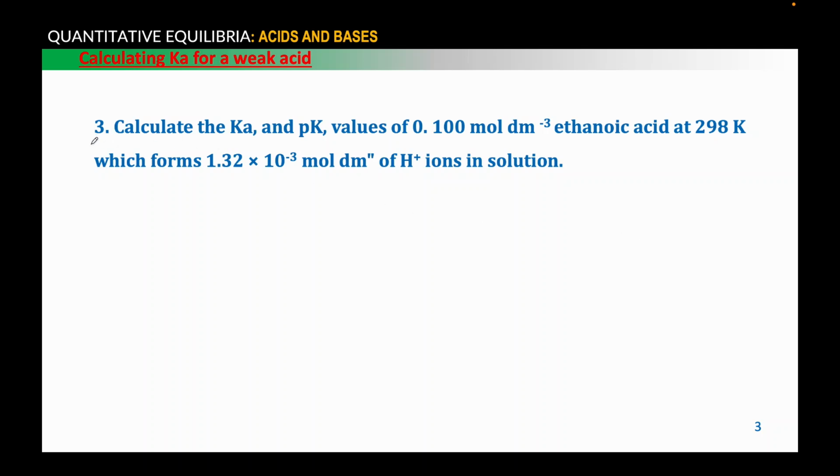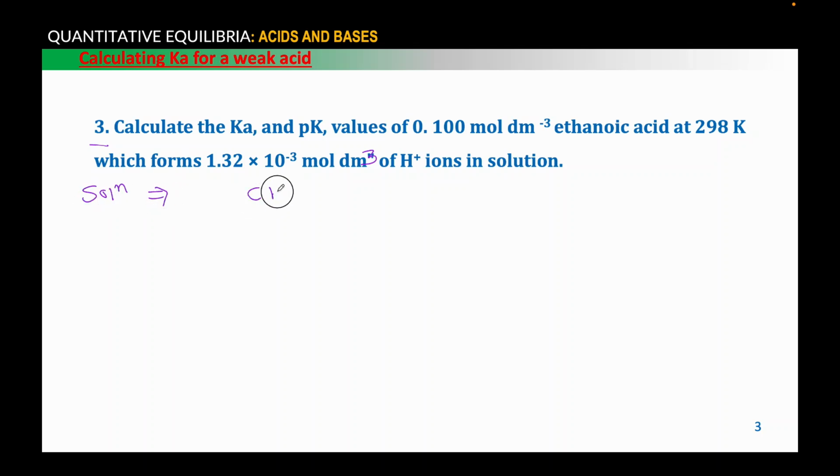Now third problem: calculate the Ka and pKa values of 0.100 mole per dm cube of ethanoic acid at 298 Kelvin, which forms 1.32 into 10 to the power minus 3 mole per dm cube, it should be dm cube, of H plus ions in solution. So students, here you need to calculate the value of Ka and pKa.